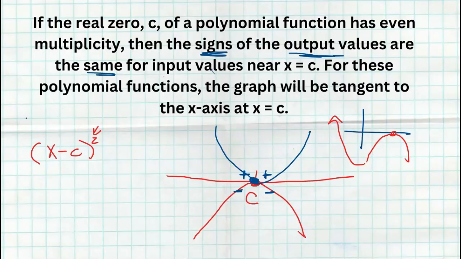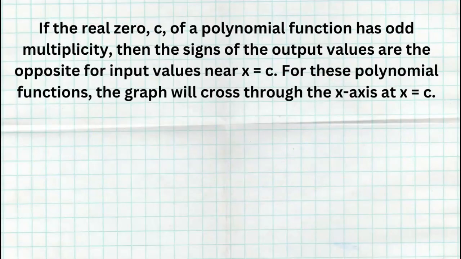Or one more example, and I'm drawing some really bad graphs here, but I hope they make sense to you, is maybe we're all positive, touch at that c, and then we stay all positive, something along those lines. Now, on the other side, if the real zero c of a polynomial function has odd multiplicity, then the signs of the output values are the opposite for input values near c. For these polynomial functions, the graph will cross through the x-axis at x equals c.